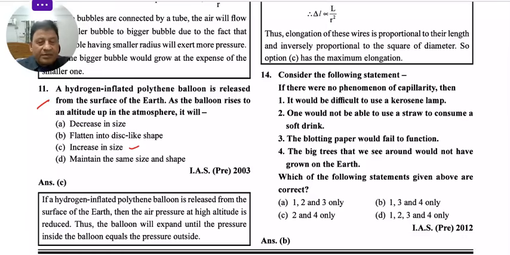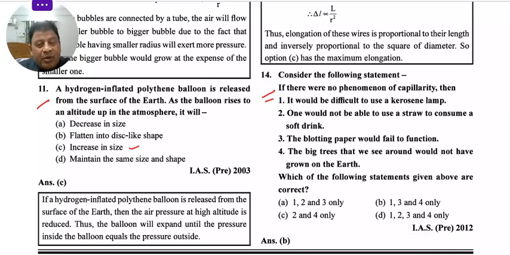C. Consider the following statement. If there is no phenomenon of capillarity, then it would be difficult to use a kerosene lamp. This statement is right. Next, one would not be able to use a straw to consume a soft drink.